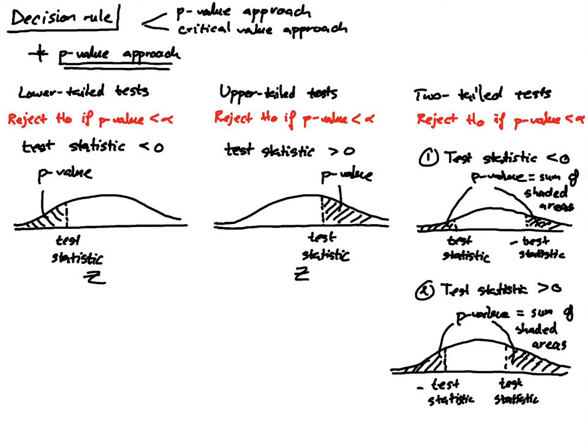So once you have identified the p-value, you will apply the decision rule up here to reach a decision about the test, to reach a conclusion.